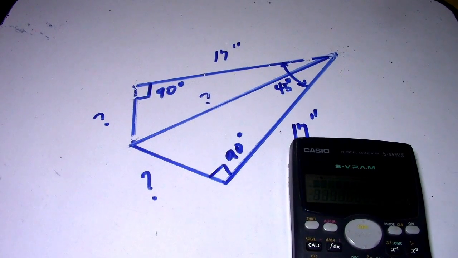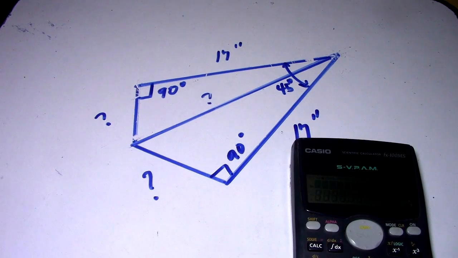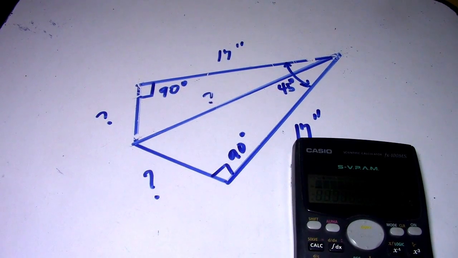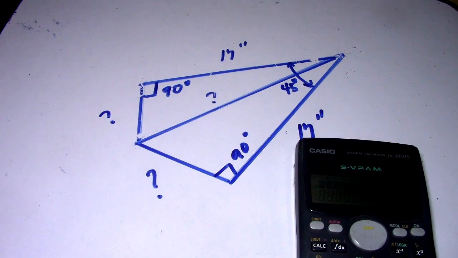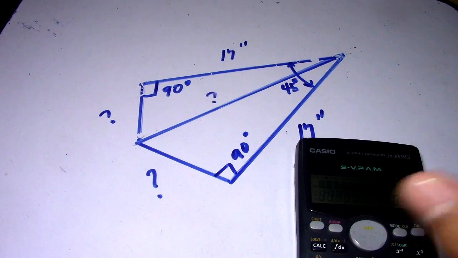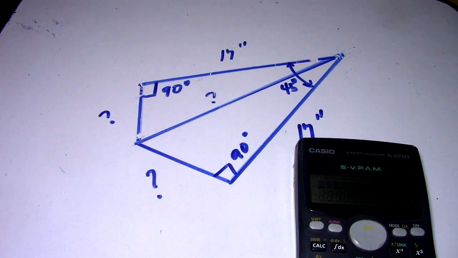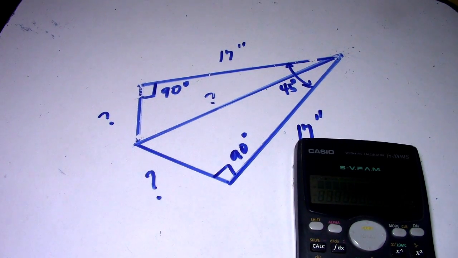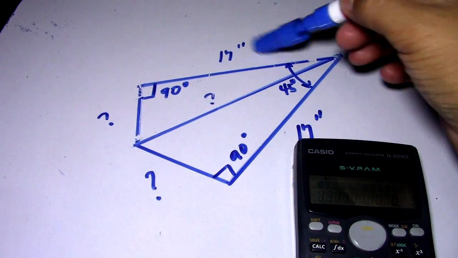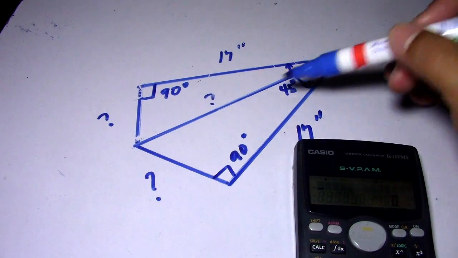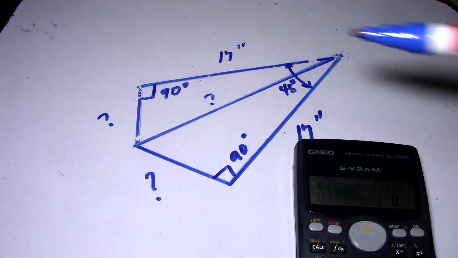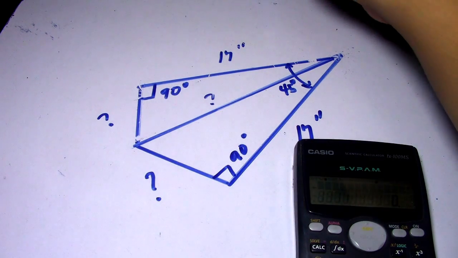Hi guys, welcome back to Piping, Welding and NDT channel. So we have another question here regarding a triangle. This is our triangle and we have a given of 45 degrees and a given of 17 inches. Both sides are given, and the corner is 90 degrees.